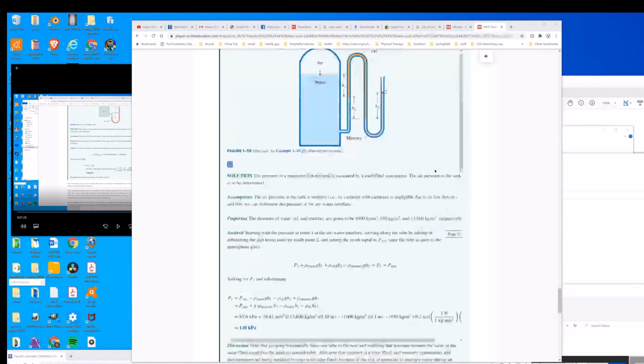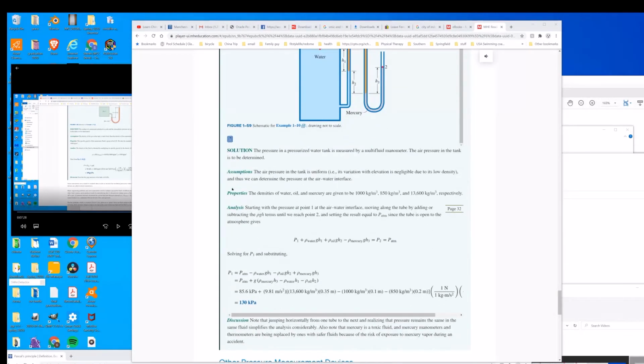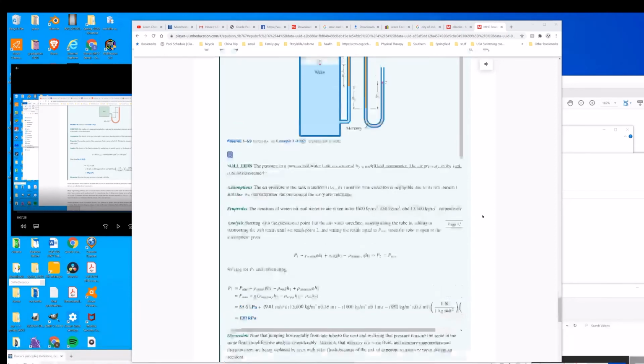Okay, so just continuing on here. So the assumptions. In this case, the pressure in the tank is uniform, right? And any change due to elevation is negligible, so very small. Okay, and then the properties are given for us, and what we need to do is go through and derive an equation for this.